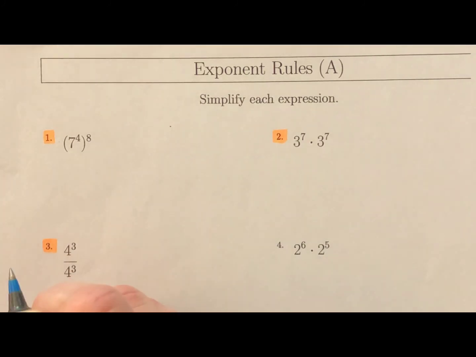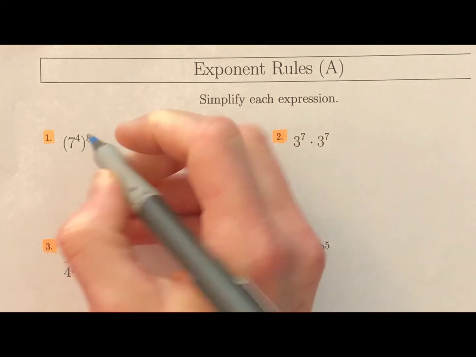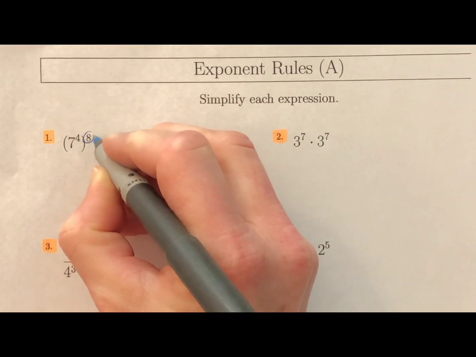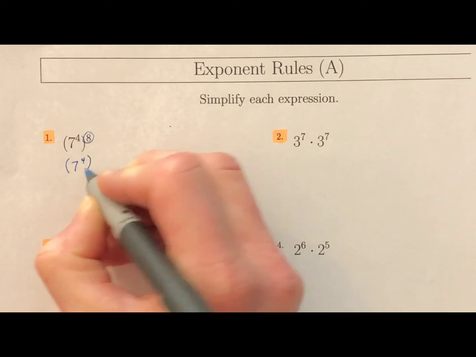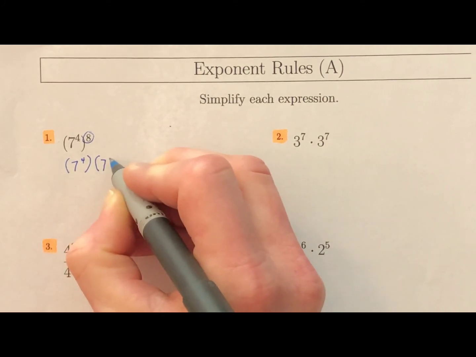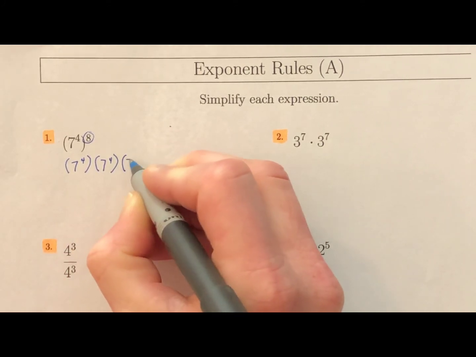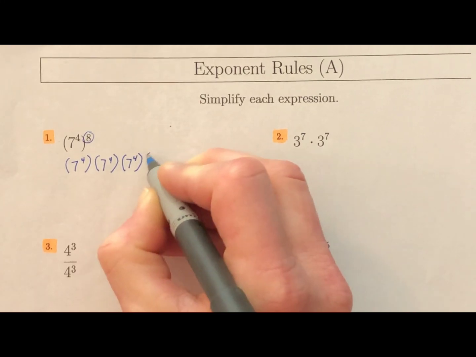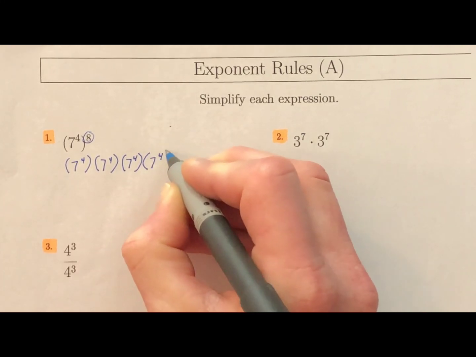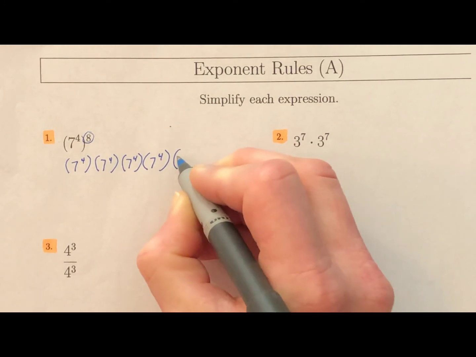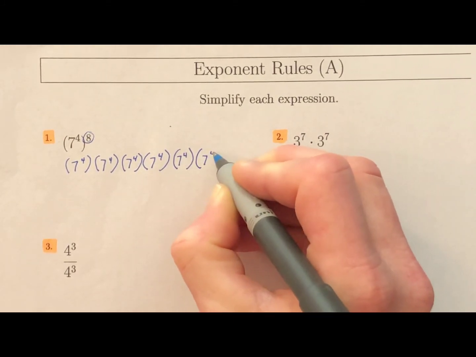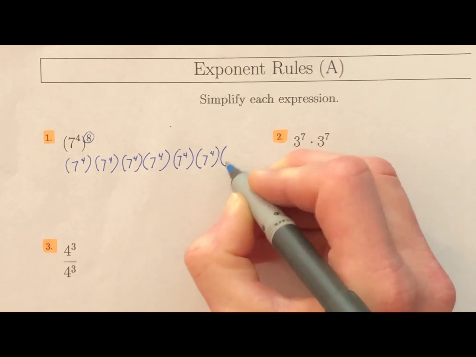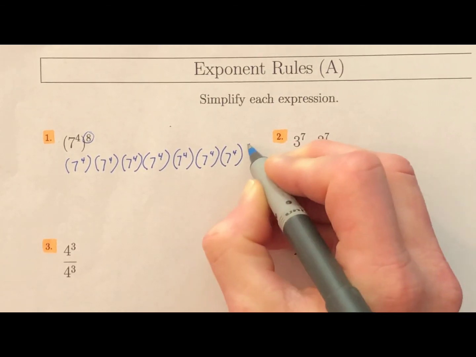So what I could do is I can use this exponent right now. So I'm gonna do 7 to the 4th power 1 time, 7 to the 4th power 2 times, 3 times, 4 times, goodness, 5, 6, I'm running out of room, 7, 8.